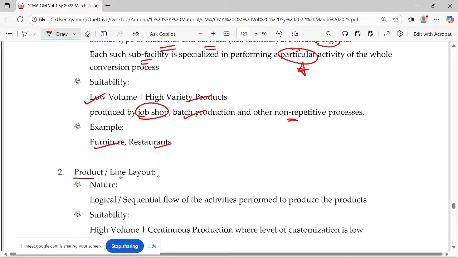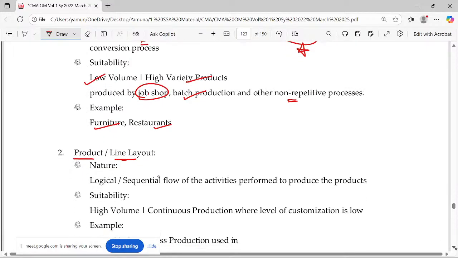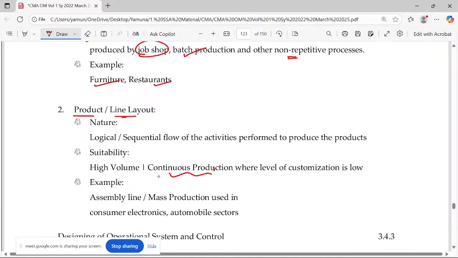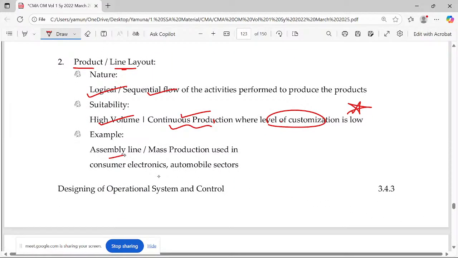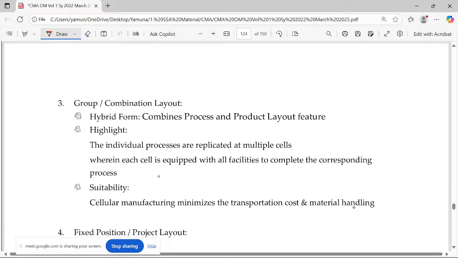Next, we'll go for product or line layout. Whenever we come across this line, we'll talk about continuous production. Am I right? So there will be a logical or sequential flow of the activities. High volume and continuous production will be there, where the level of customization will be low. Assembly line or mass production will be used in consumer electronics and automobile sectors. Is it okay?